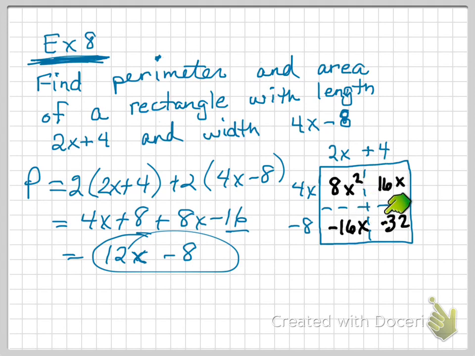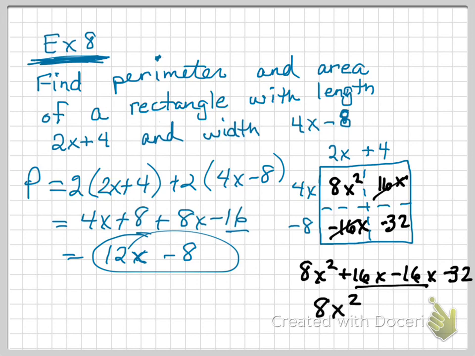Alright, so now I want to add all of these together, so that would be 8x squared plus 16x minus 16x minus 32. Now, this doesn't always happen, but this time it just happened that these two cancel each other out. So I'm just going to get rid of those altogether and have 8x squared minus 32. And that may not happen on your quiz. You may actually have two terms here you can put together. But for this problem, the area would be 8x squared minus 32. And your perimeter would be 12x minus 8.